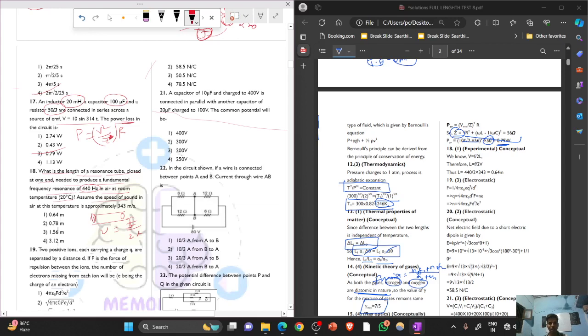That will be L equals V upon 4F. Putting in all the values, you get L equals 0.64 meter. So option first will be the correct answer. Now moving ahead.